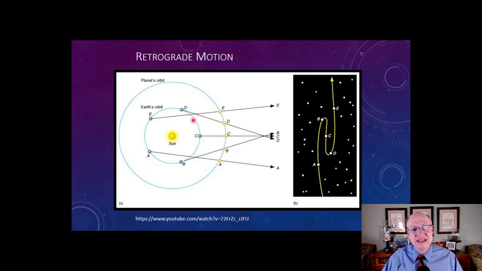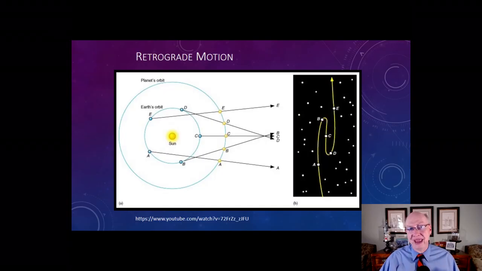And from C to D, the same thing happens. The Earth moves a lot. Mars hardly moves at all. So it continues to look to us like Mars is moving backwards. And then from D to E, Mars is moving forwards again. Not only that, but if you think about when Earth and Mars are closest together, they are closest together when the planet is in the middle of its retrograde motion.